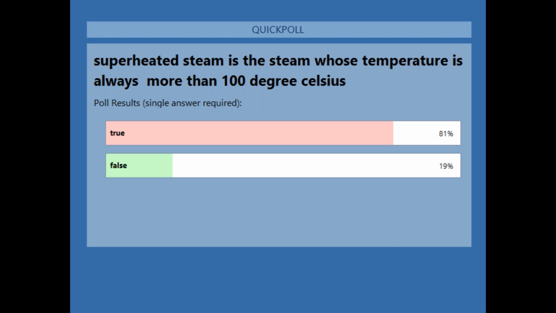Don't worry, I sorted this issue, but just superheated steam.